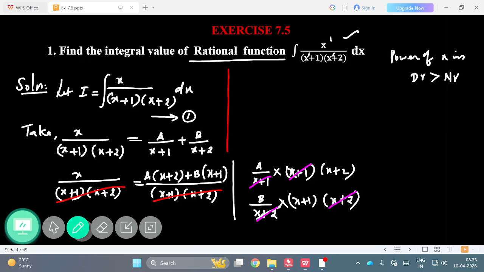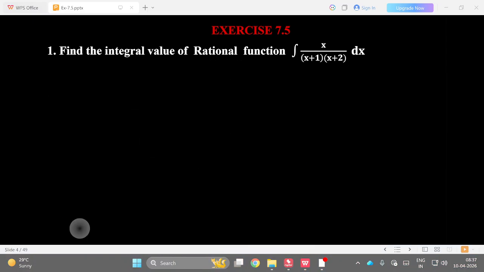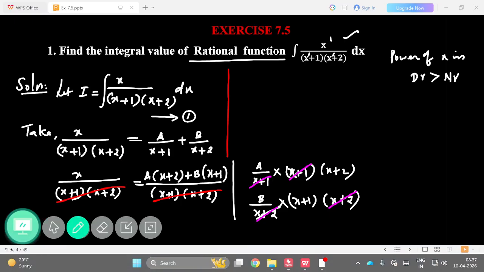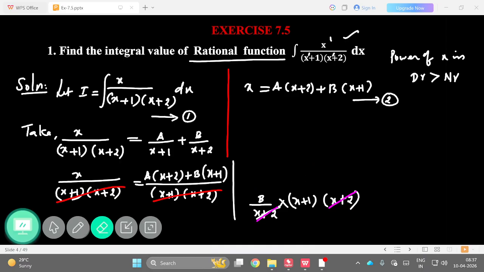What is the remaining term? That is equal to x equal to a into x plus 2 plus b into x plus 1. Correct? Equation number 2. Any doubt, please?